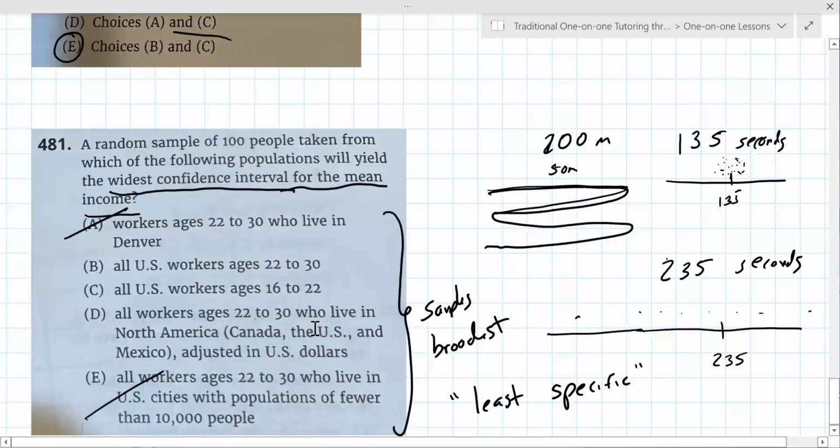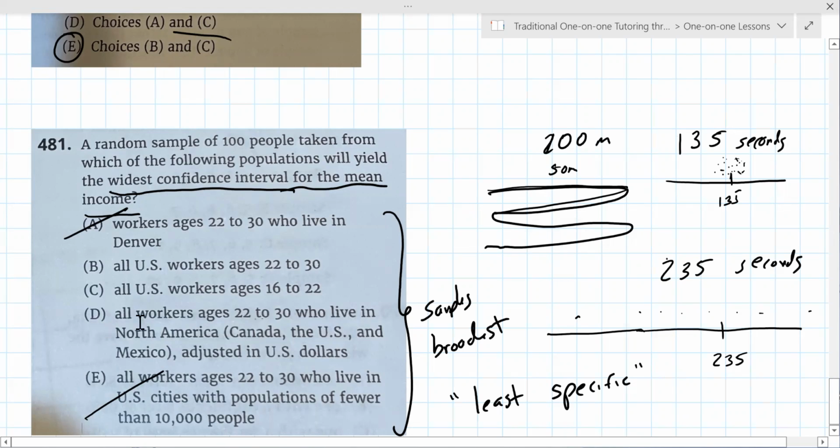Who live in North America? North America, so Canada, US, and Mexico. You know, we bring some of our stereotypes in this. We think that people from Mexico somewhat make less money. Don't know if it's true or not, but that's the perception compared to the US and Canada.